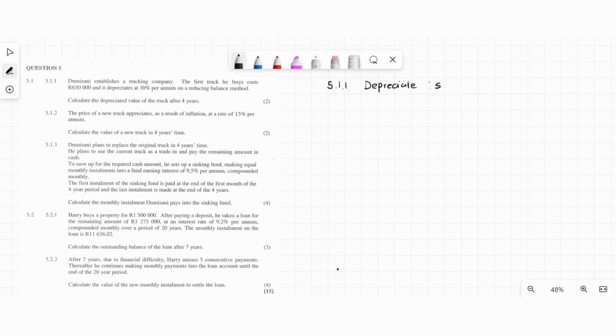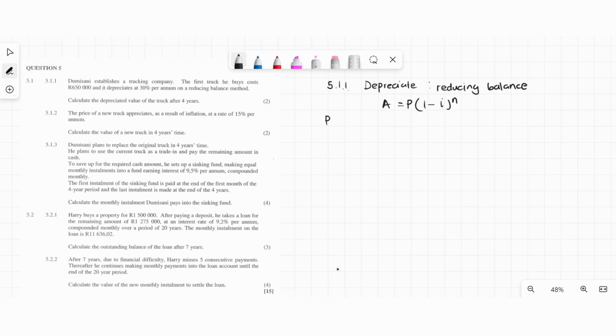It's reducing balance, not sinking. So for this we need to use this equation: A is equal to P times 1 minus i to the power n. So this is the formula that we're going to use.